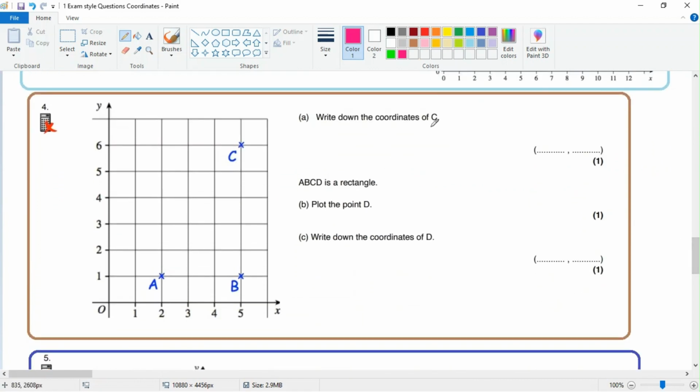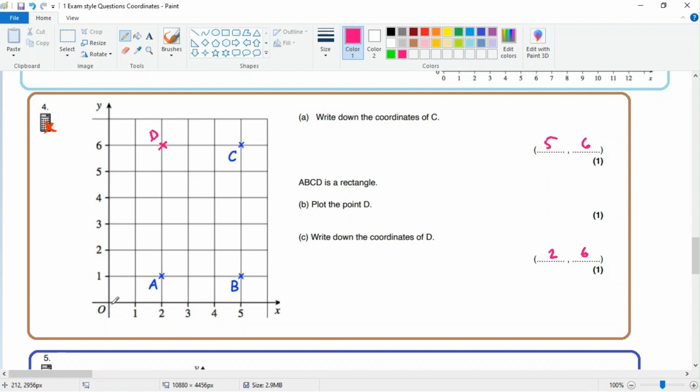Now comes question number 4. In here, write down the coordinates of point C. Point C is this one we are talking about. So this is 5 and 6. ABCD is a rectangle. Plot the point D. That means it's a rectangle, so this is going to be this point. This is going to be point D. And write down the coordinates of point D. Point D is 2 and +6. That means 2 and +6.